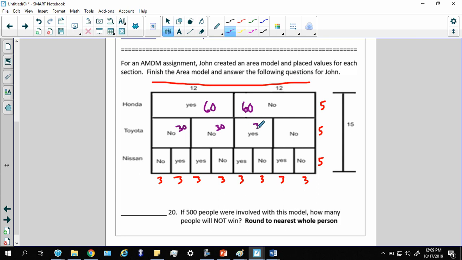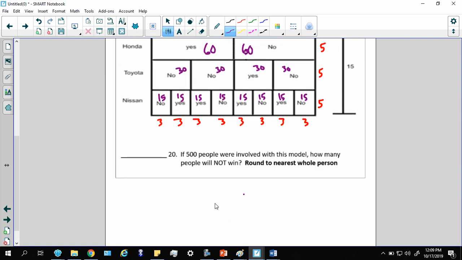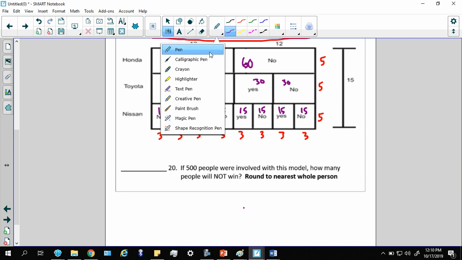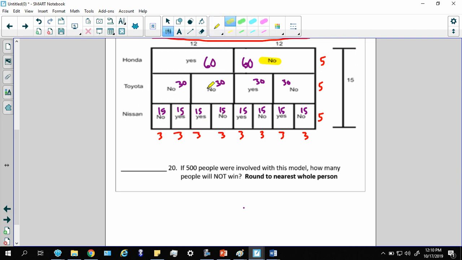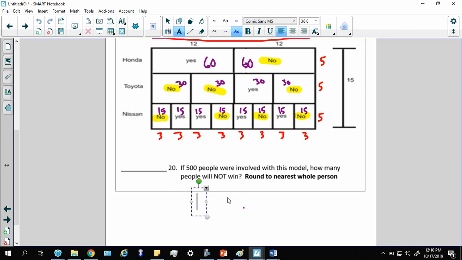All right. And all these are going to be 15. 15. And then, as I'm writing this, I'm going to go, we got to find the probability of people who will not win. So I'm going to add everybody that has a no attached to it. So let's see. No, no, no, no. I want to add all those up. Oh, forgot one. Oh, there it is. And when I add them all up, it ends up being 210. And I'm going to divide that by the model area, which is 360.